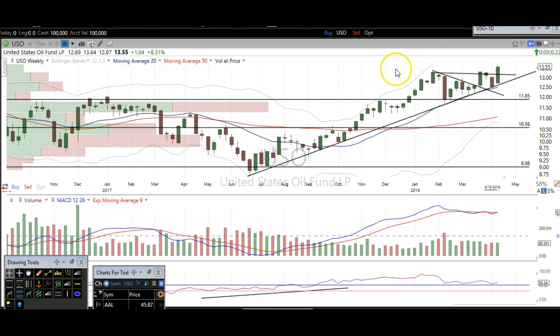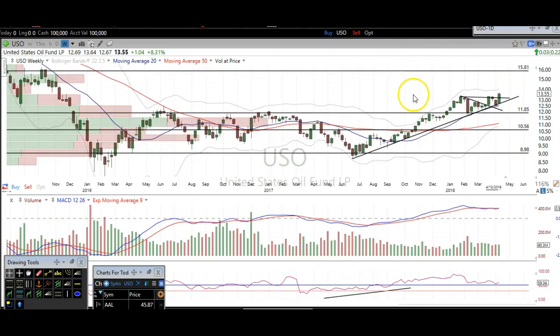Okay, so you get the idea here. So not a lot of resistance in the way. I think that in the long run, we're going to head up to 16 bucks. It's just a matter of playing the short-term moves and seeing how we can get there the easiest way.